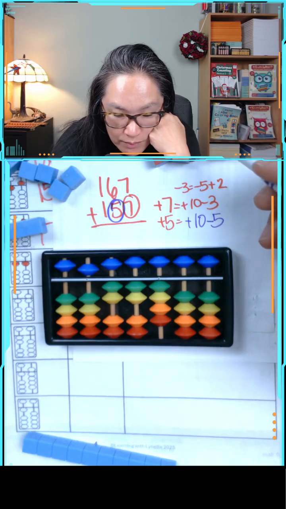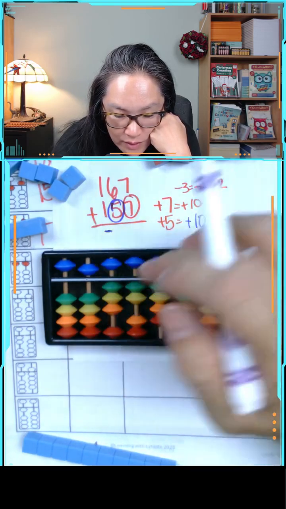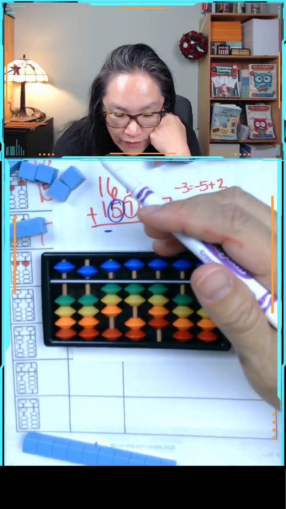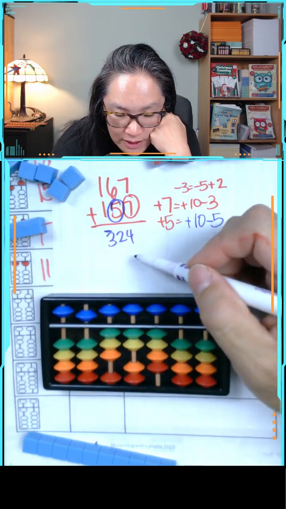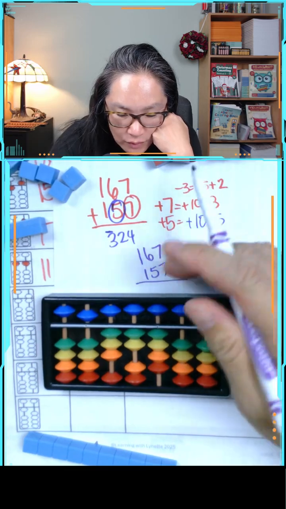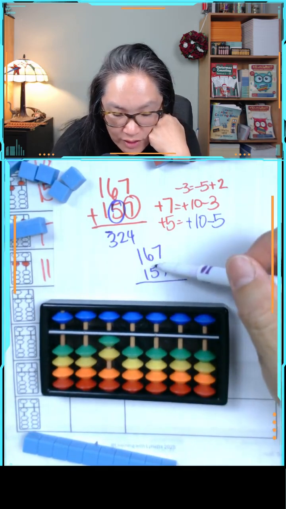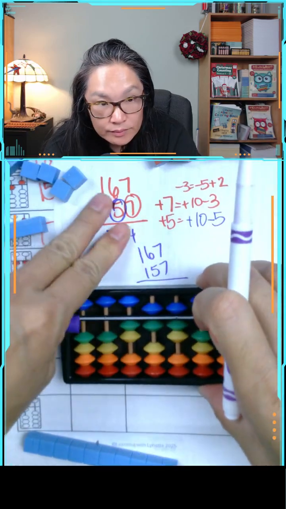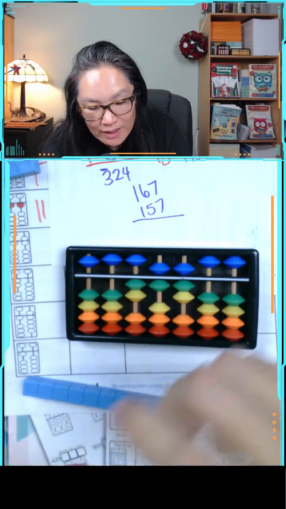Thank you, Ebony. And then we want to add the 1. So we add the 1. So our final answer is 3, 2, 4. If we did it the other way, 1, 6, 7, 1, 5, 7, we add the 2. It's the same. We add the 2, 6, and then 7. Right? What do we do now? Well, we got to add the 5.